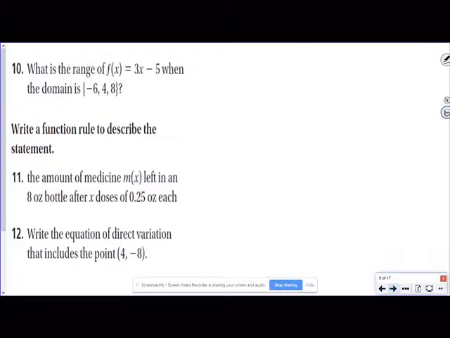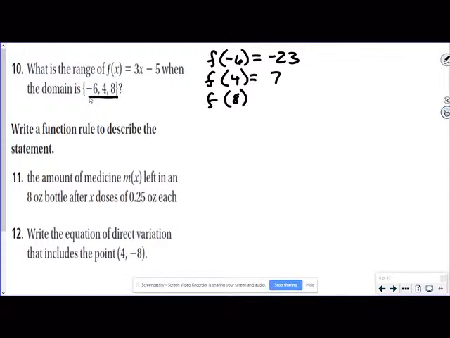Number 10, we want to know the range. So plugging all of these domain values in, f of negative 6 would be equal to negative 23. f of 4 would be equal to 7. And f of 8 would be equal to 19.